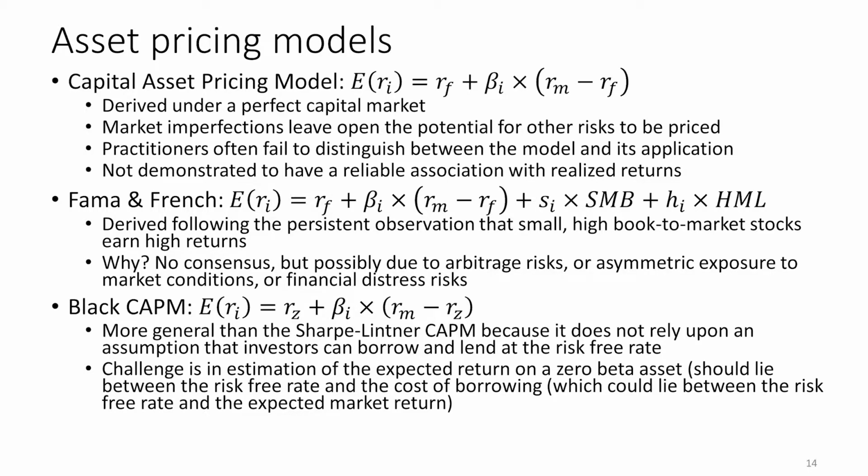Under the Black capital asset pricing model, the risk-free rate is replaced with the expected return on a zero beta asset, which is likely to be higher than the risk-free rate. It is a more general model than the Sharpe-Lintner capital asset pricing model we discussed earlier, because it does not rely upon the assumption that all investors can borrow and lend at the risk-free rate of interest, which is one of the components of a perfect capital market. The return on a zero beta asset is different to the risk-free rate of interest. It can have some risk, but no systematic risk.